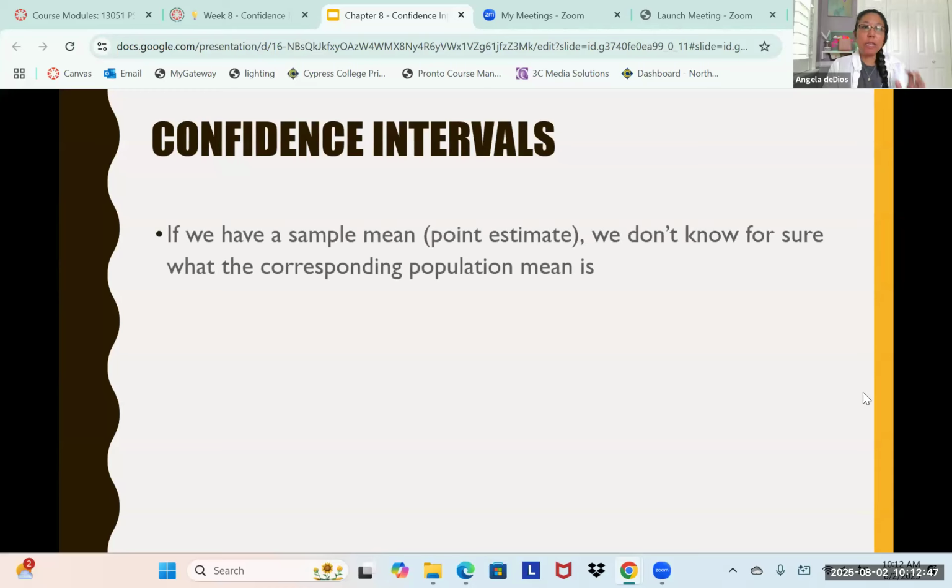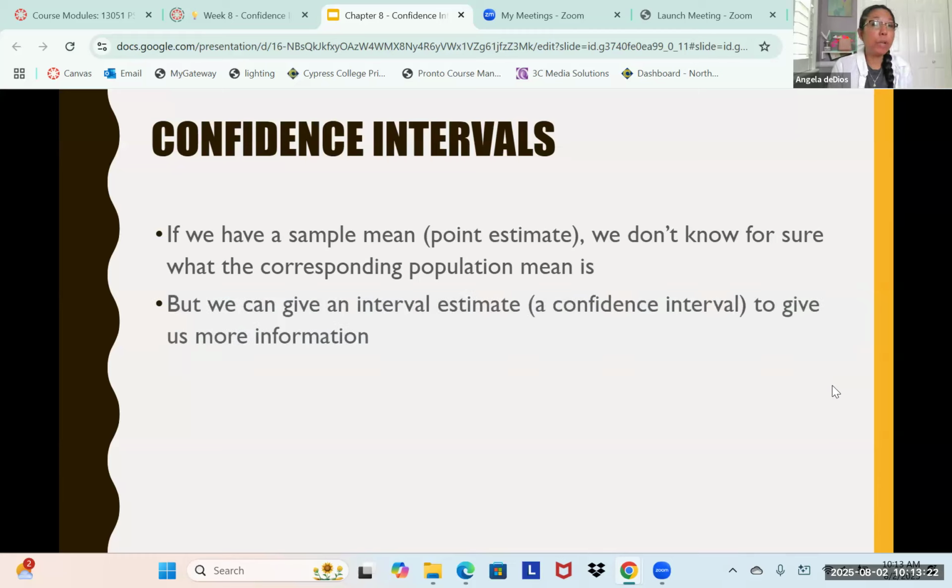So first off, if we have a sample mean, which is known as a point estimate, we don't know for sure what the corresponding population mean is. Remember that our goal in research is to take information from a sample and then generalize it to a population. But samples are not always perfect representations of the populations that they come from. So sometimes a point estimate is not going to be the best way for us to get a good sense of what is going on in the population. But we do use them.